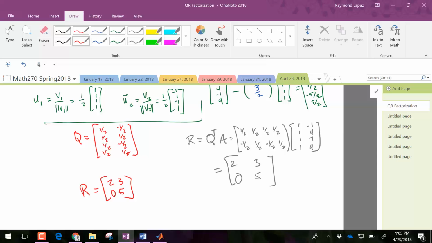So now we can factor another way. Our first way to factor was to have an LU decomposition, and now we have another way to factor: QR.